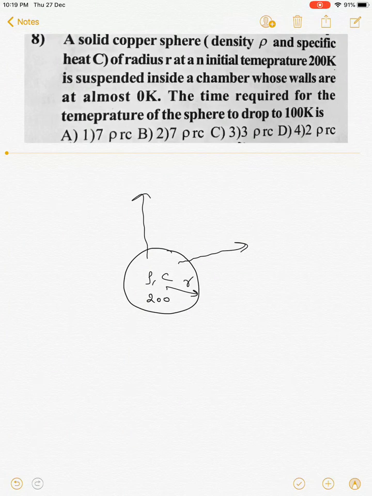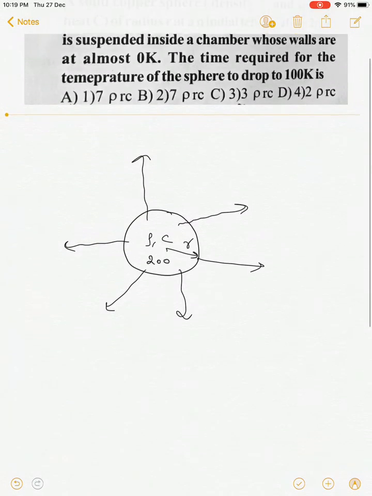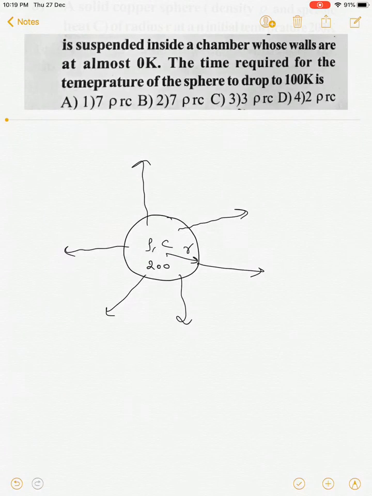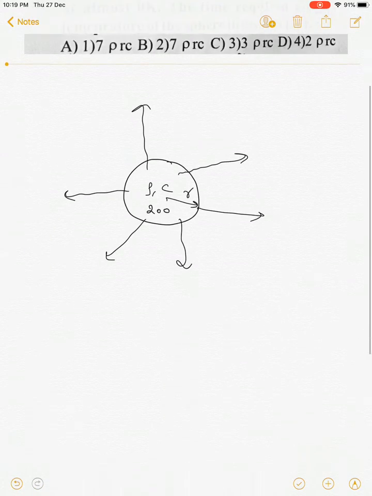So that means its surrounding temperature is 0 Kelvin. It will not absorb any radiation. It will emit only thermal radiation. Because of that, its temperature keeps on decreasing, and our aim is to find the time required for the temperature of the sphere to drop to 100 Kelvin.